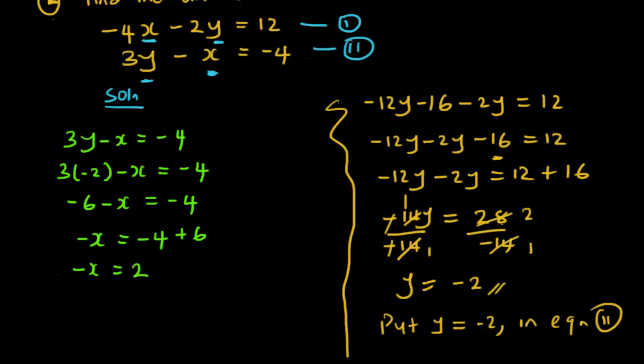But I'm told to find x, not minus x. So to find x, I divide both sides by minus 1. Minus cancels minus. x equals 2 divided by minus 1, which is minus 2. So which implies that x equals minus 2 and y equals minus 2. Now I hope you understood this. Remember, the whole point of this video is that if equation 1 does not have a variable whose coefficient is 1 or minus 1, then it's better to make use of equation 2. Let's take an exercise.